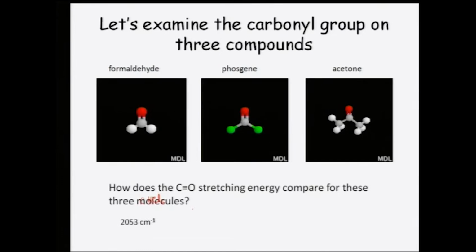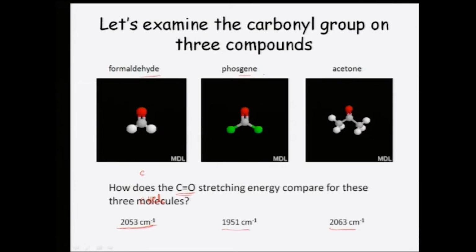So how does this CO stretching, these CO double bonds, everywhere you have a CO double bond, that is in all the cases, how does this CO stretching energy compare across these molecules? Here its wave number is 2053, in the case of phosgene it's 1951, and in the case of acetone it's even higher, 2063 centimeter inverse.